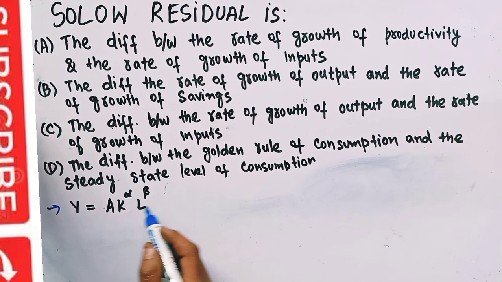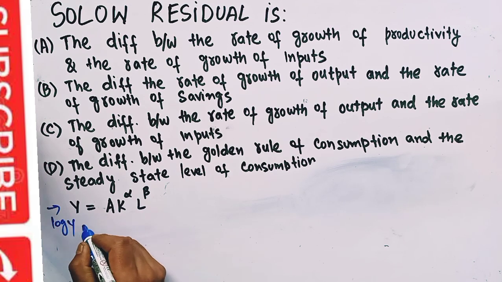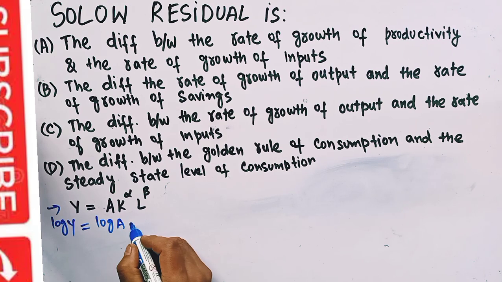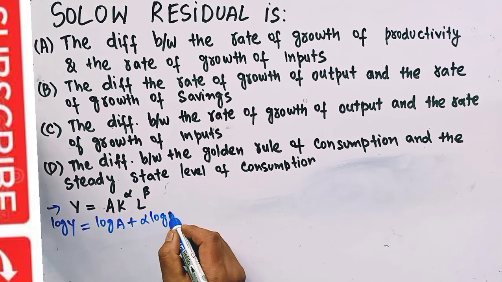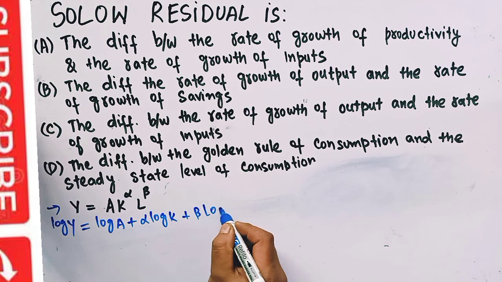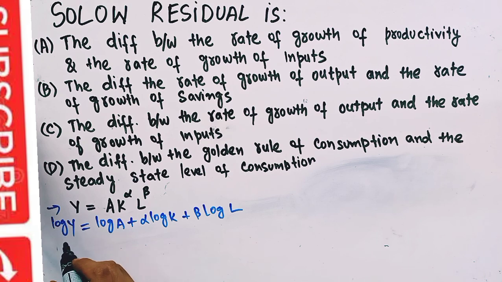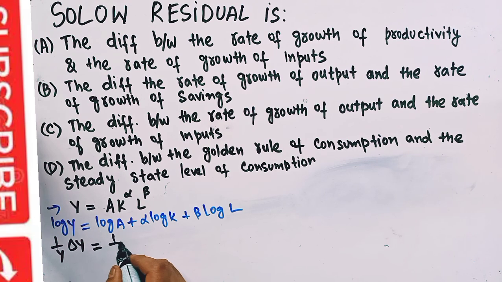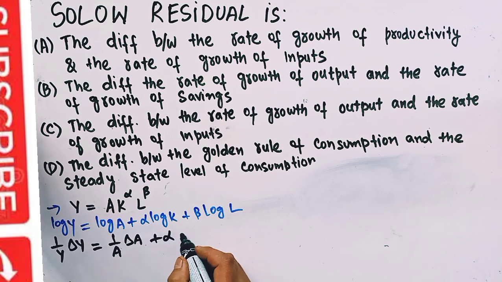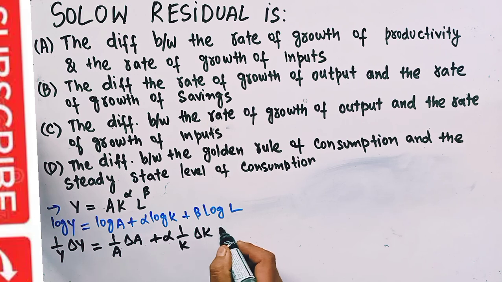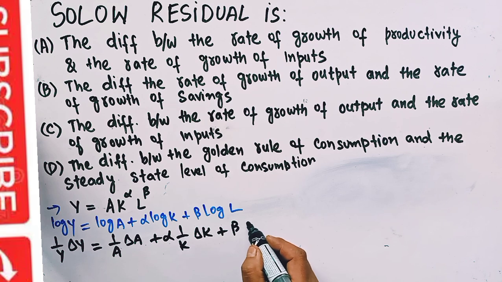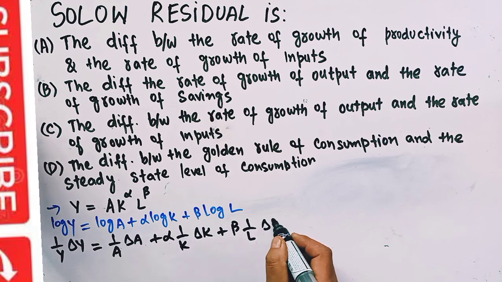If we take log on both sides, that means log of Y will be equal to log of A plus alpha times log of K plus beta times log of L. Taking differential on both sides, the derivative of log of Y is 1 upon Y del Y, which will be equal to log of A is 1 upon A del A plus alpha, log of K, its derivative is 1 upon K del K plus beta, derivative of log L will be equal to 1 upon L del L, okay?